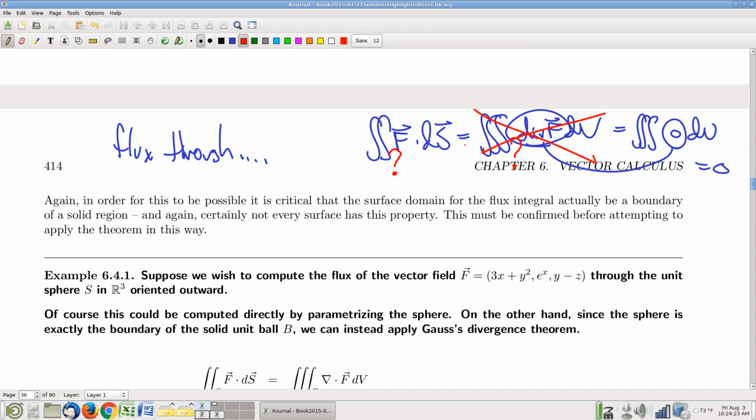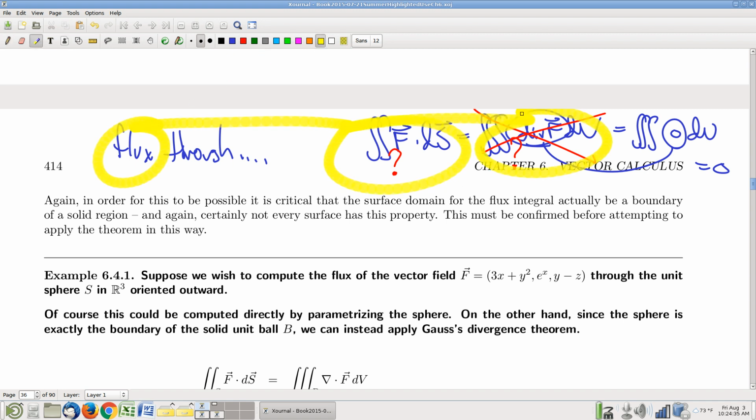So be ultra careful on this. This is a total landmine. It's so tempting. You see, psychologically, you're like, oh, flux, triple integral, the divergence is 0. You see the daylight, you run toward it. Please don't. It's a trap. All right. It's a landmine. Okay.